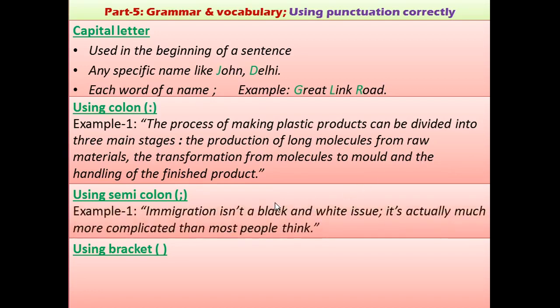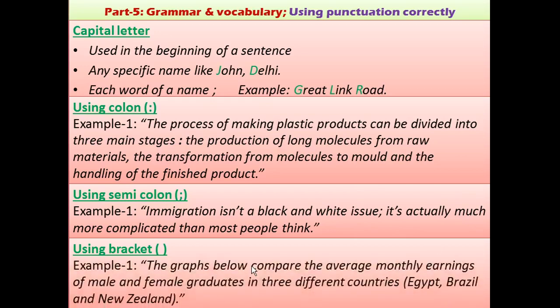Using colons, if you want to avoid a full stop but you want to establish a relationship between two sentences although they are independent sentences. So: immigration isn't a black and white issue, you can say it's a complete sentence. It's actually, so I want to make some sort of relationship, it's actually much more complicated than most people think, right? And then this one, brackets, when we want to give some additional information about perhaps, most of the time, a word, name or anything.